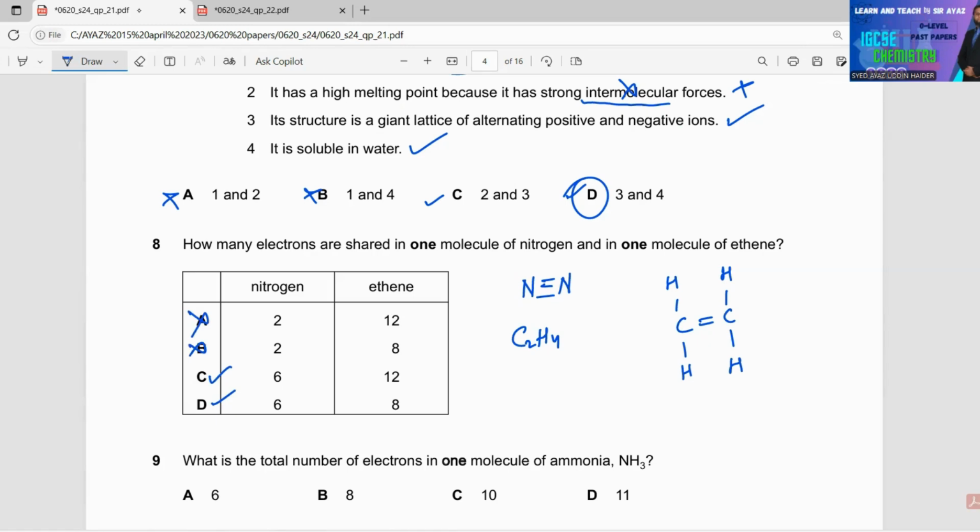What about ethene? Counting the bonds, we have 1, 2, 3, 4, 5, 6. 6 multiplied by 2, 12. It must have 12 electrons. So 12 electrons for ethene and 6 electrons for nitrogen. So C must be the right answer in this case. D is the wrong choice here.